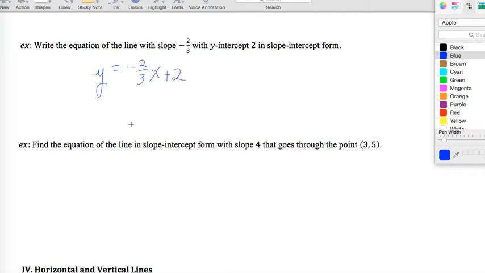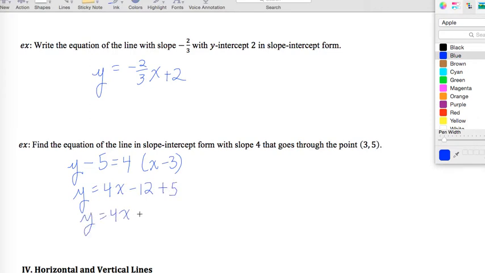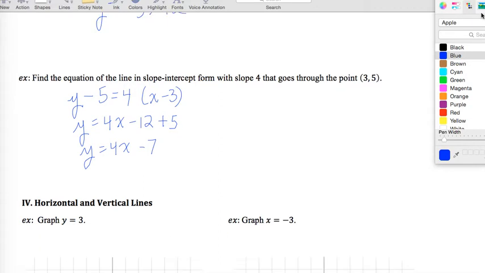Or the equation of the line in slope-intercept form with slope 4 that goes through that point. Now this one's a little bit harder. We do know the slope, but we don't know the y-intercept. So we'd actually start in point-slope form and plug in the point, and then solve that for y. Y equals 4x minus 7.